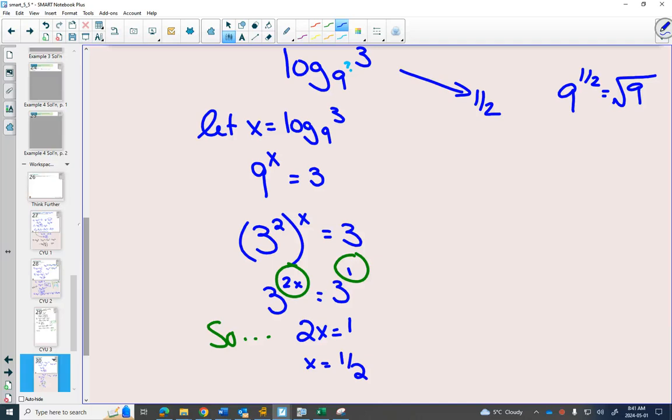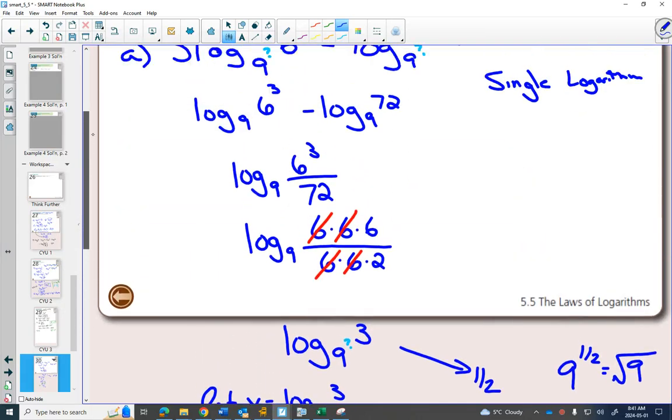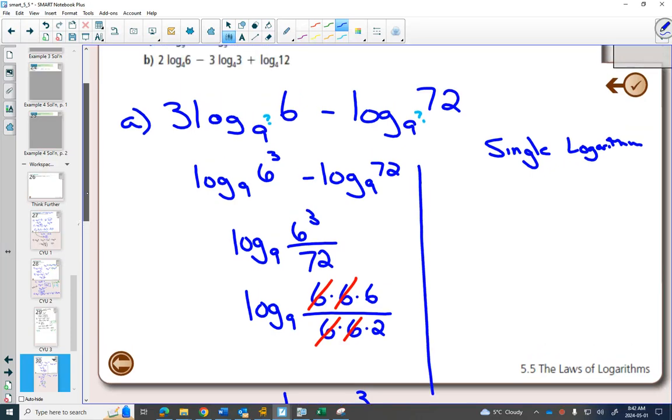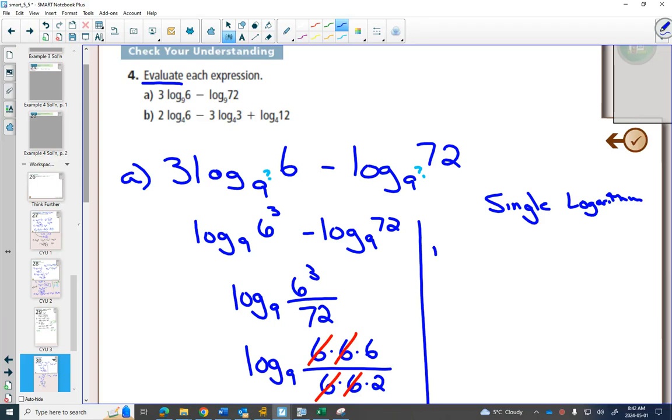I'll scroll back up. We'll do b on this side. So again, if I think of question marks, I do not know 4 to what exponent is 6, 4 to what exponent is 3, and 4 to what exponent is 12. So I'm going to use the strategy of putting everything together as a single logarithm, and I'll start by moving those exponents in.